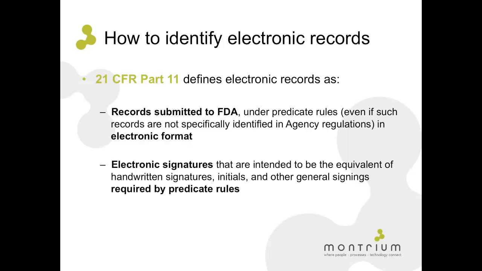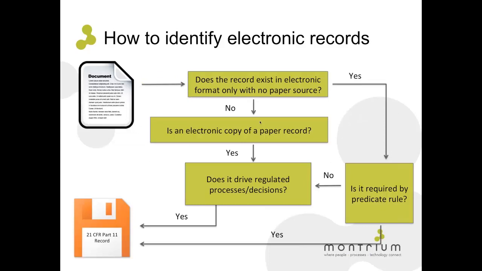So if we take those considerations to be able to determine whether a record is 21 CFR Part 11 required or not, we basically need to go through a decision tree. Let's imagine that we've got a document and we need to first of all ask ourselves, does the record exist in electronic format only with no paper source? If the answer to that is yes, then the next question is, is it required by predicate rule? Are we required to maintain this document?